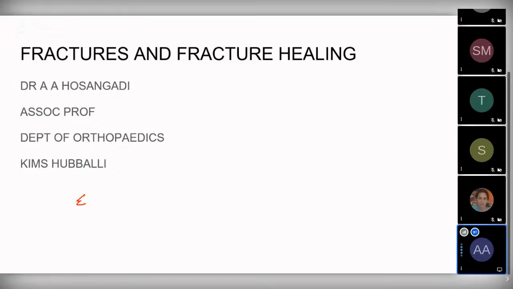This is what I wanted to show you. Markers for bone resorption, markers for bone formation. Excuse me, sir. Sir, we can't see your screen. Oh my God, what happened? Only now you were able to see the other slides previously. Hold on a second. Screen is missing.